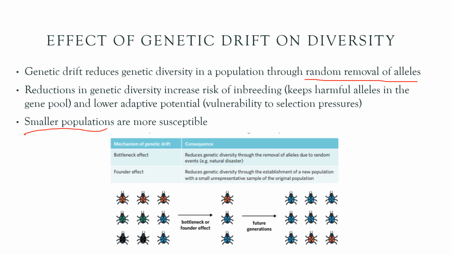For instance, if there is a particular changing condition and the blue beetles are not very fit to survive that condition, their population is much more likely to die out than a more genetically diverse population. So genetic drift normally decreases genetic diversity and population size as well.